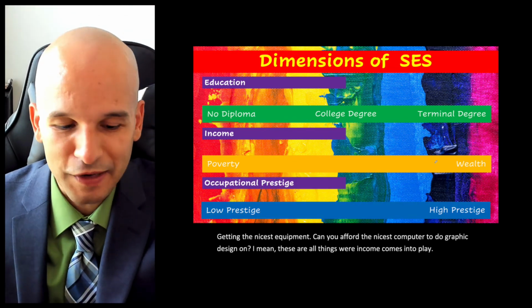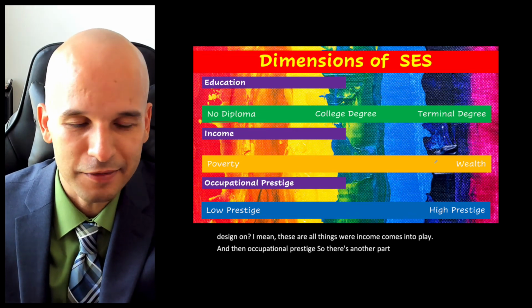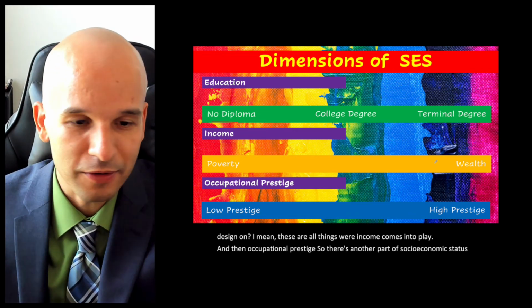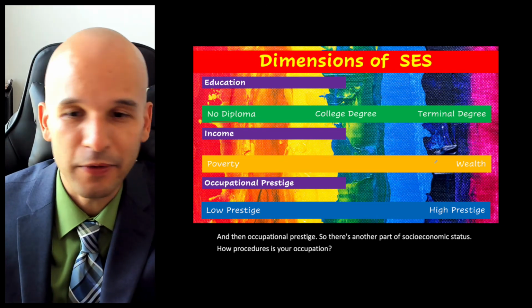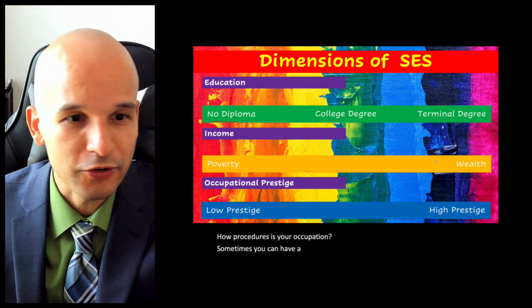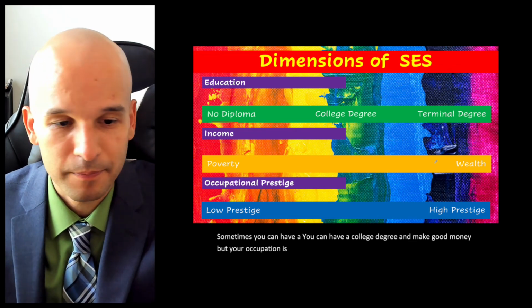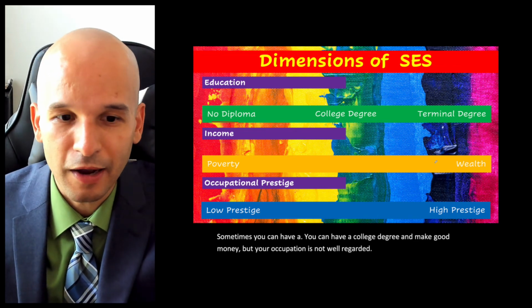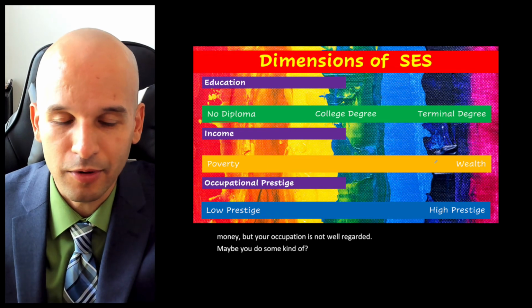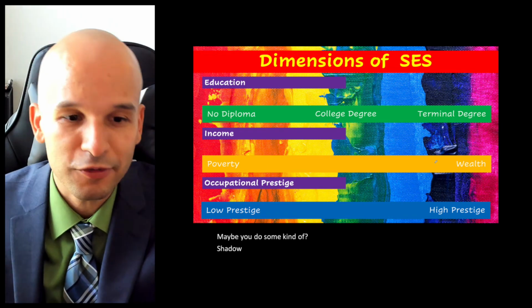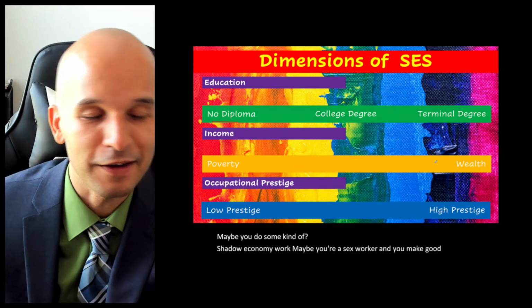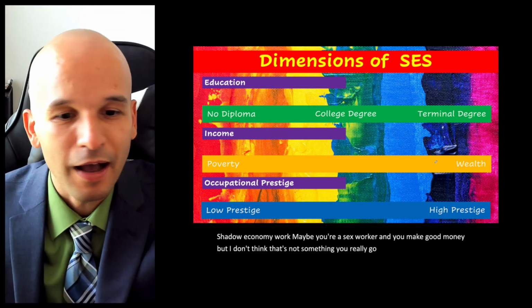And then occupational prestige. So this is another part of socioeconomic status. How prestigious is your occupation? Because sometimes you can have a college degree and make good money, but your occupation is not well regarded. So maybe you do some kind of shadow economy work. Maybe you're a sex worker and you make good money, but that's not something you really go around telling people.